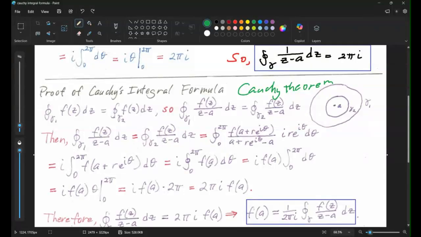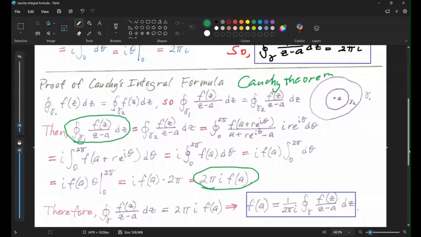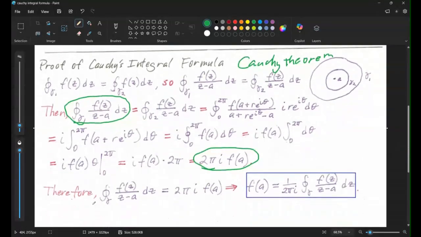And now f of a is not dependent on theta, so it can come out front. And so we have this, which is equal to this, which is equal to 2 pi. And so we get our result. And so we have shown that this is equal to this, and that is Cauchy's integral formula. So here it is. And then it's very common to divide both sides by 2 pi i. So we get this form of it.